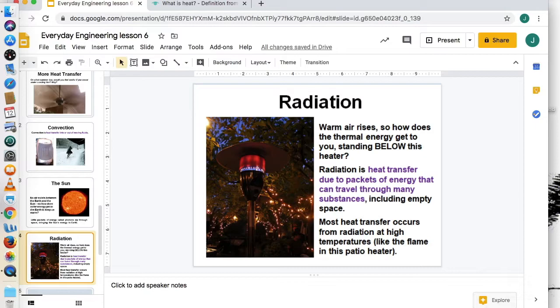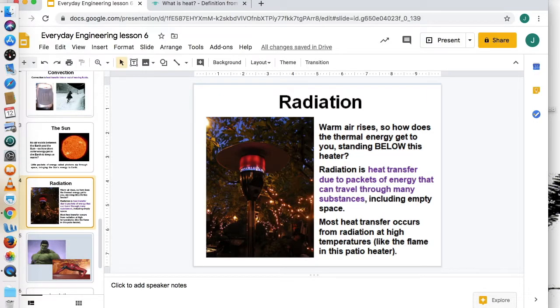So convection is all about how warm air or gases rise. So how does the thermal energy get to you when you're standing below this heater? Think about that. This heater right here. How does the thermal energy get to you when you're standing below it? Radiation is heat transfer due to packets of energy that can travel through many substances, including empty space. Most heat transfer occurs from radiation at high temperatures, like the flame in this patio heater.